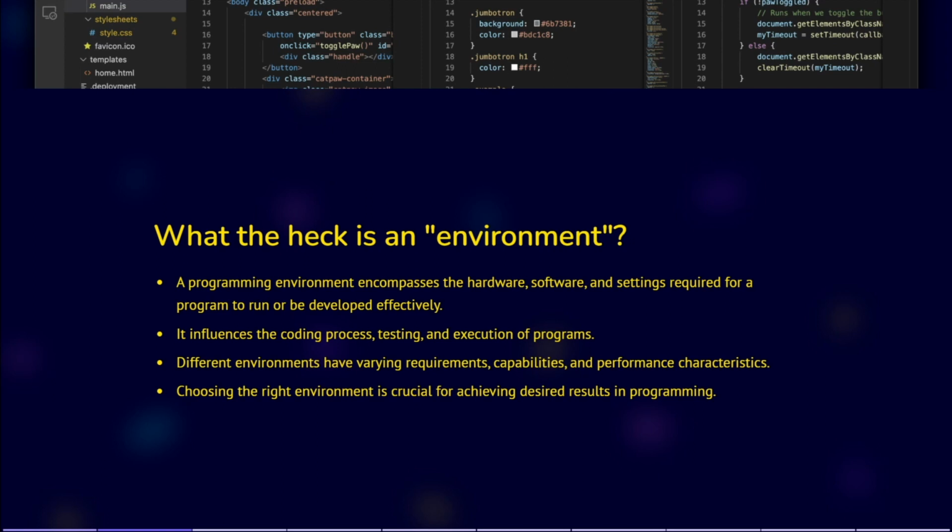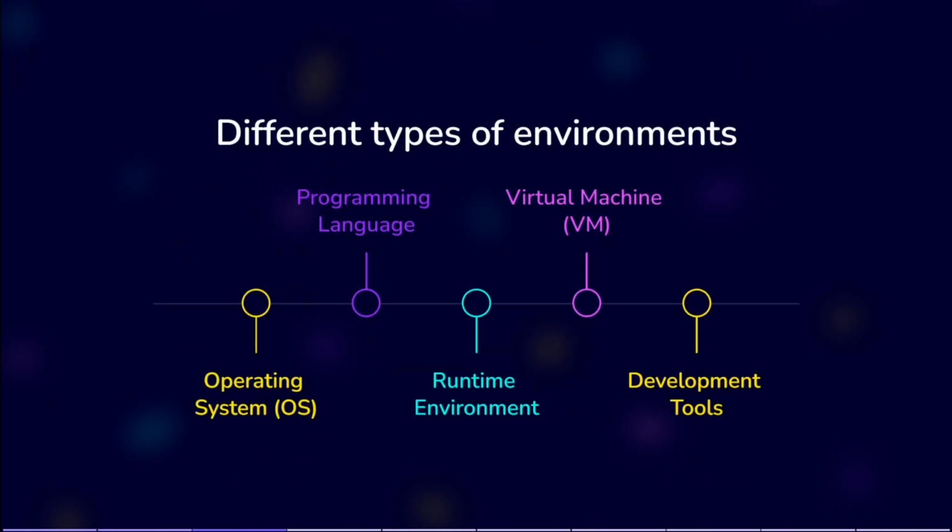In the general context of programming, an environment refers to the combination of hardware, software, and settings in which a program runs or is developed. It encompasses everything necessary for the code to execute properly and produce the desired results. Understanding the programming environment is essential because it influences how code is written, tested, and executed. Different environments may have different requirements, capabilities, and performance characteristics, so it's crucial to choose the appropriate environment for the specific programming task at hand.